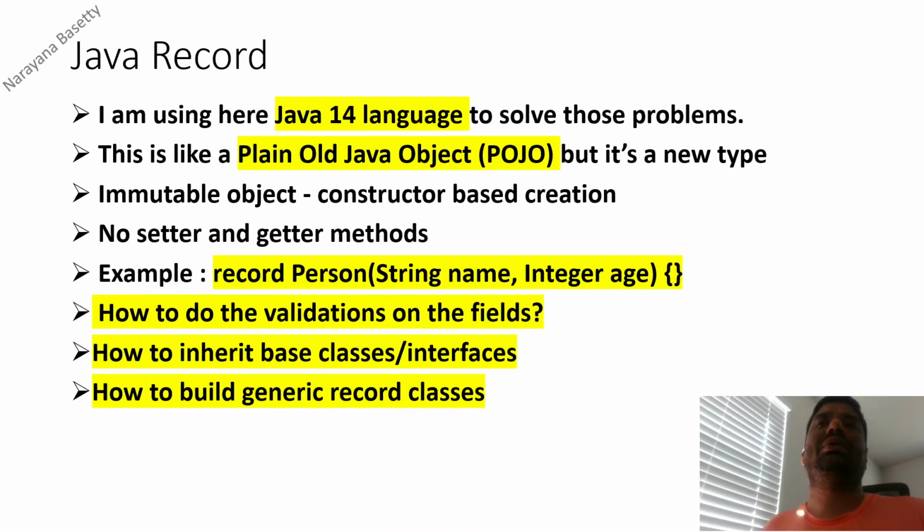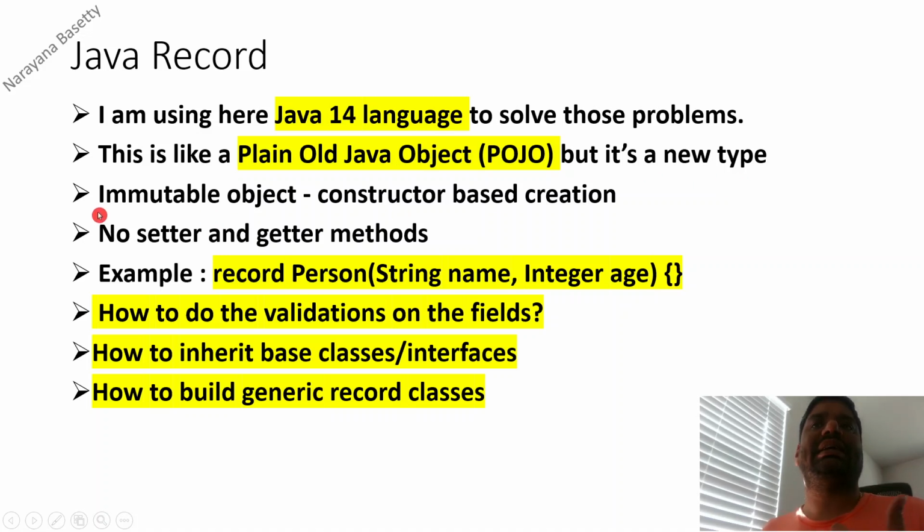As I said already, Java 14 is the language version supporting record type. This is like a plain old Java object, but it's a new type, that is a record type. It follows a similar structure, but a lot of boilerplate code has been eliminated. That is the beautiful thing.